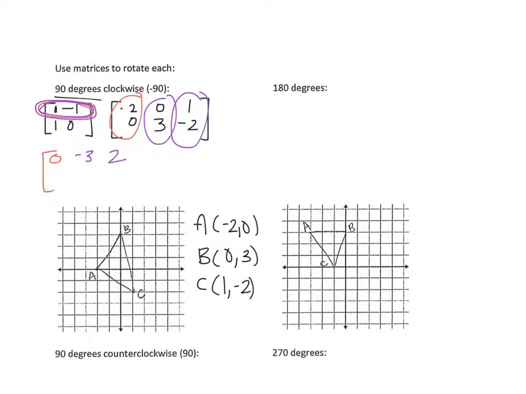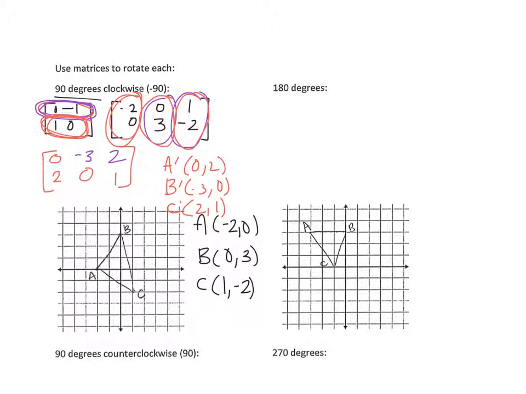And then now I'm going to go second row, first column. That's going to be 2. This times this is going to be 0. This times this is going to be 1. So your A prime is going to be 0, 2. Your B prime is going to be -3, 0. And your C prime is going to be 2, 1.